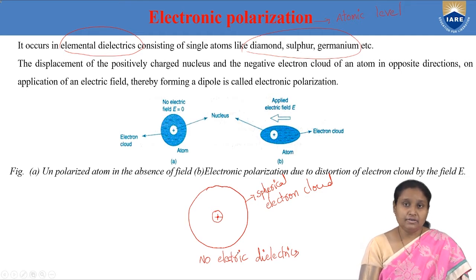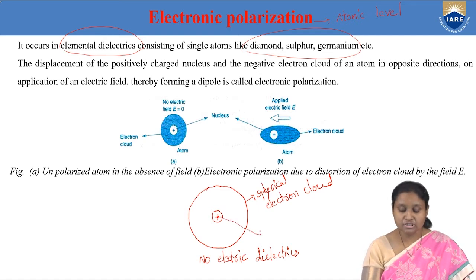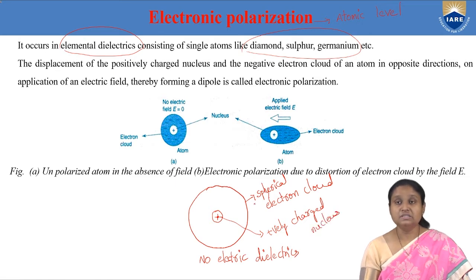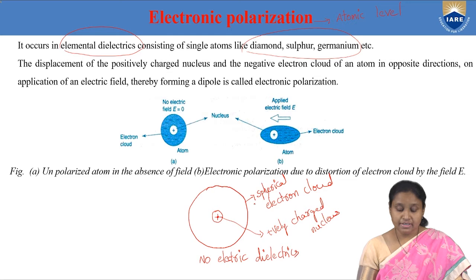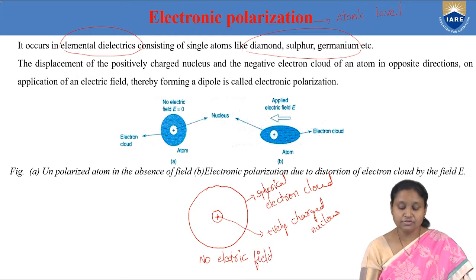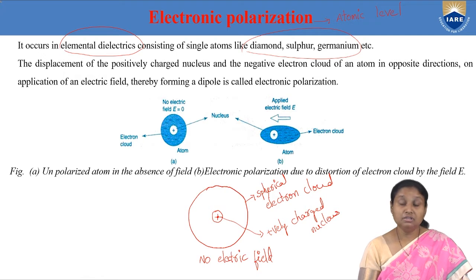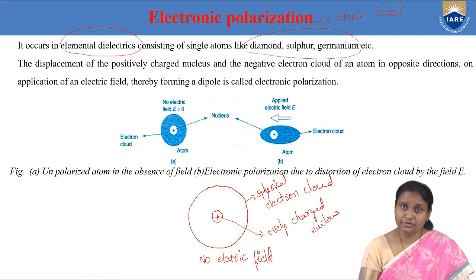Now, to such an atom, if we apply an electric field, what do we observe? Of course, this is our positively charged nucleus and this is our spherical electron cloud. Where we have not applied any electric field, the center of the positively charged nucleus and the center of the spherical electron cloud occur at the same point. So they are not in the state of polarization, not in the state of dipole.